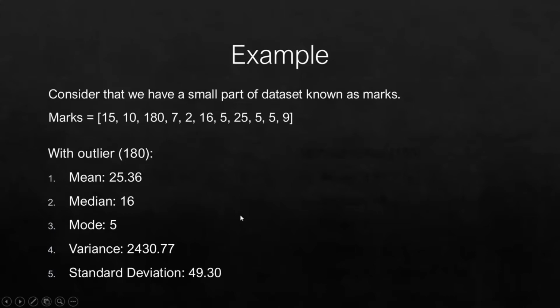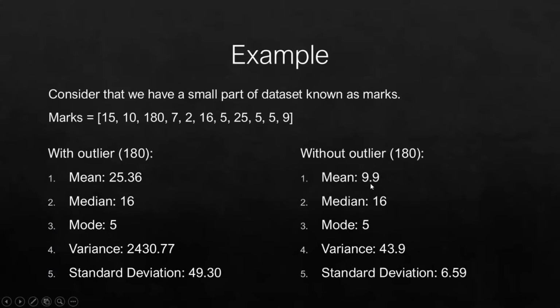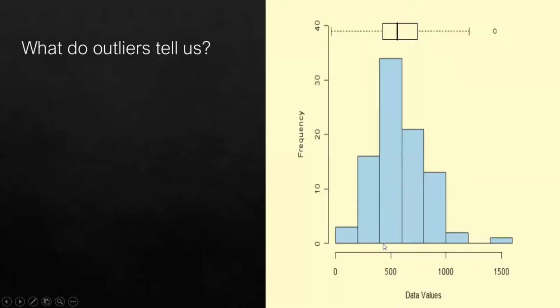Now let's see what if we don't have this outlier 180 in the dataset. As you can see, the mean has drastically changed to 9.9, and the median is the same as before, and the mode is also the same as before. But you can see here, since the mean is significantly changed, that's why the variance and standard deviation have also changed. Now let's move forward.